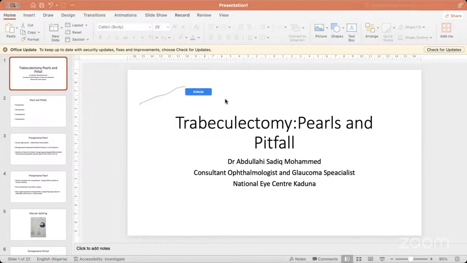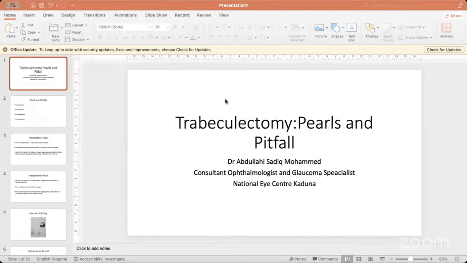Yes, actually, cataract is the commonest cause of poor vision. Okay, it's not cataract surgery. Cataract itself, after trabeculectomy, is the common cause of poor vision. So I believe that has been handled.